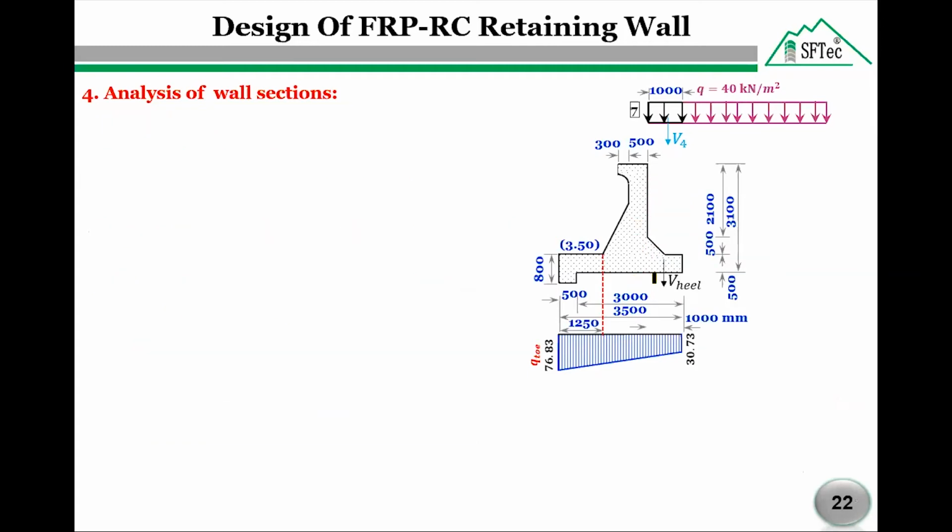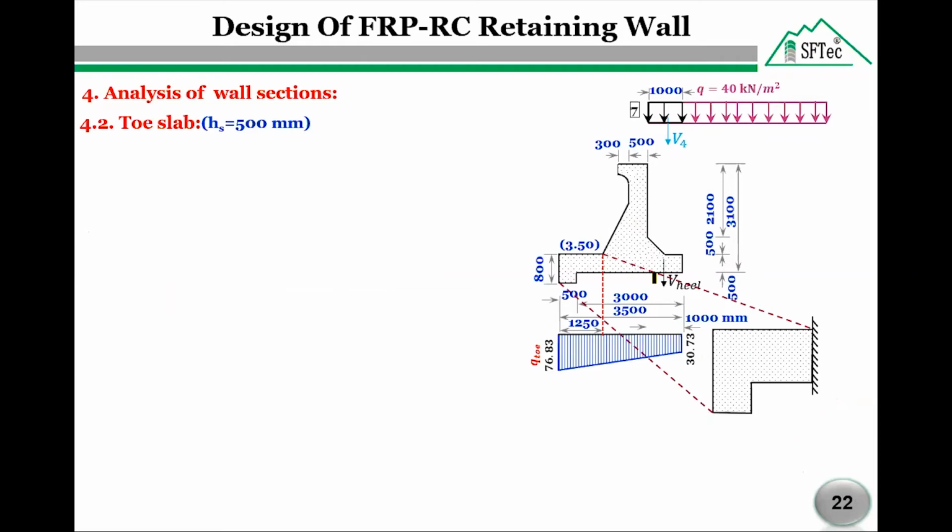Now we are going to analyze the toe slab. The toe slab also acts as a cantilever projecting from the front face of the stem. For the toe slab, the acting loads are the own weight of the toe slab and the upward reaction of the soil. The weight of the toe slab can be calculated by multiplying the concrete density by the area of the toe, the area of this part.